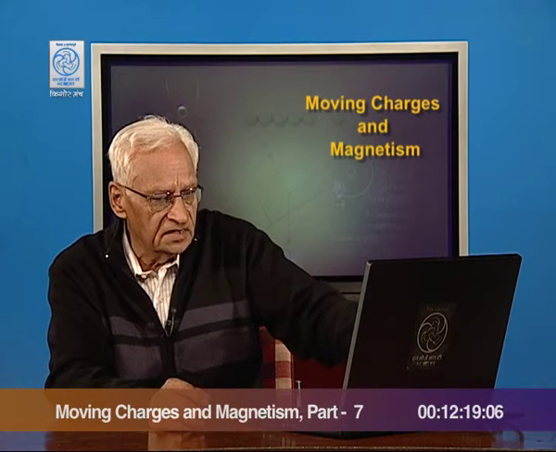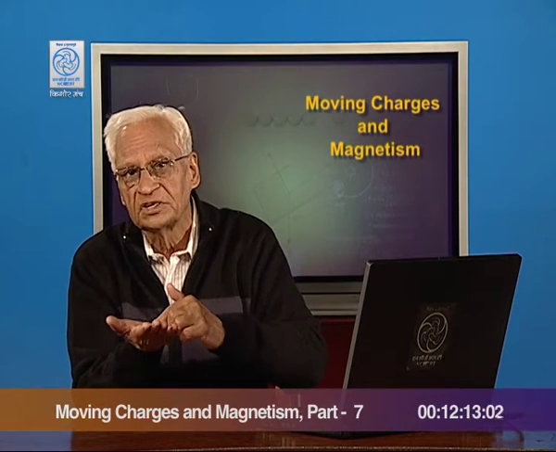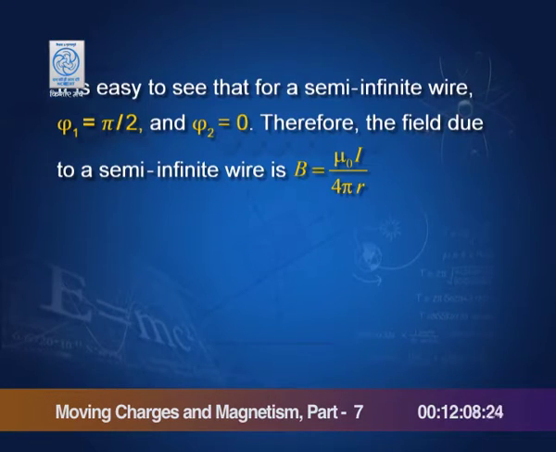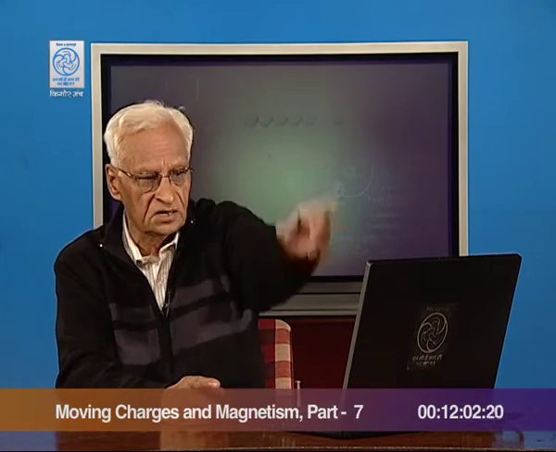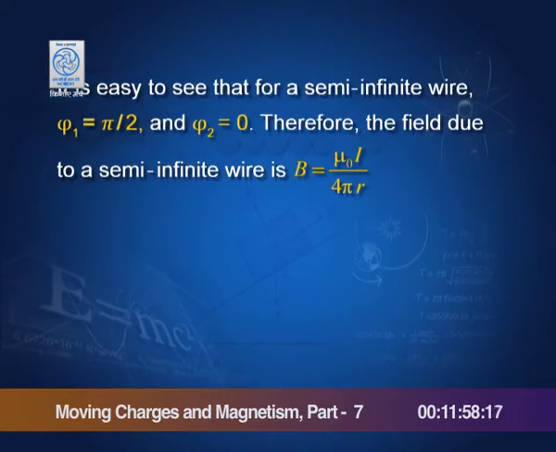It is easy to see that for a semi-infinite wire, again let us find out the result. A semi-infinite wire goes from 0 to infinity, and for a semi-infinite wire, phi 1 goes to pi by 2. You see, for the semi-infinite wire in this direction, this angle goes on increasing till it becomes pi by 2, and this angle becomes 0. Therefore, we can substitute these values and we get the result mu 0 I by 4 pi r.